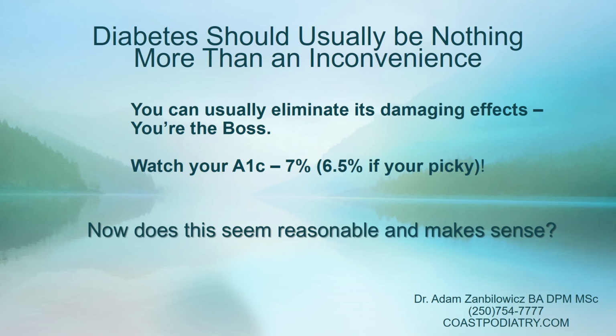And the big thing is, if you understand what the A1c is and your A1c is 7, you can really take a sigh of relief and know that your diabetes is well under control and you're doing everything right.